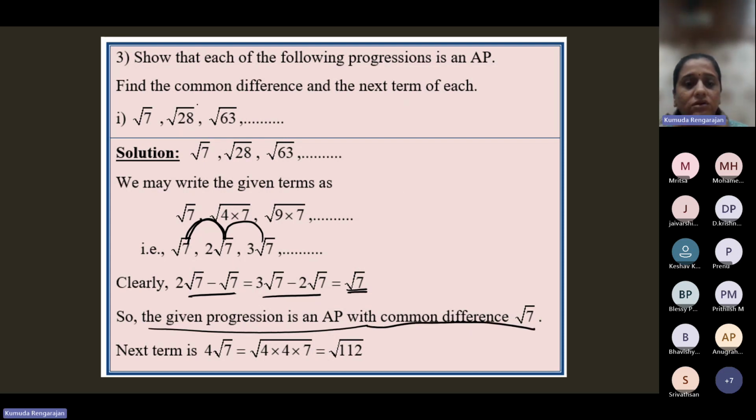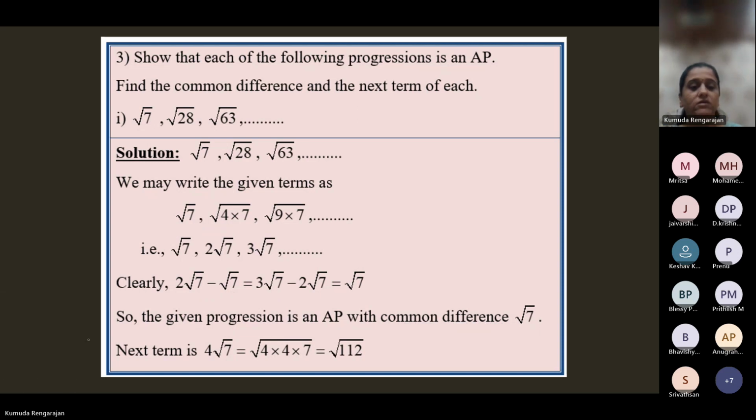And the question is also to find the next term. So what will be the next term? This is root 7, this is 2 root 7, this is 1 root 7, 2 root 7, 3 root 7. So the next one is 4 root 7. But if you have to write it as a pure surd, like this one is a pure surd.